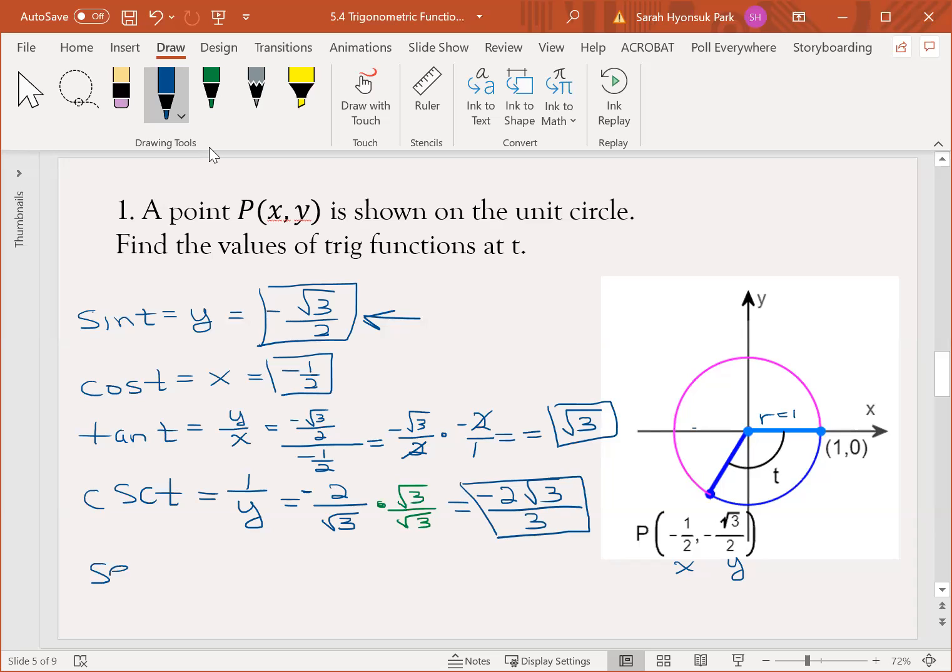Let's go on to the secant t. Secant t is 1/x, and 1/x is 1/(-1/2). The reciprocal of -1/2 is -2.